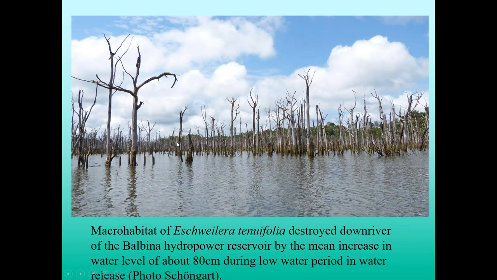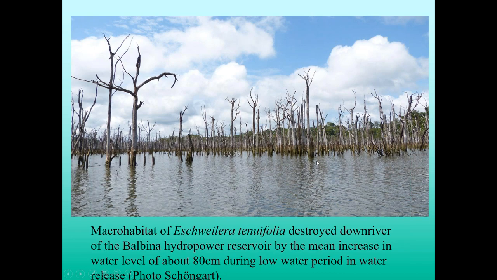If you look here to the next, this is also a stand of Eschweilera tenuifolia, and this is in a tributary in the river below the Balbina hydropower reservoir. What happened when the reservoir was closed? The energy company delivers water also at low water period. That means the mean flood below the river increased by about 80 centimeters. And this resulted in so much stress that all the trees died.